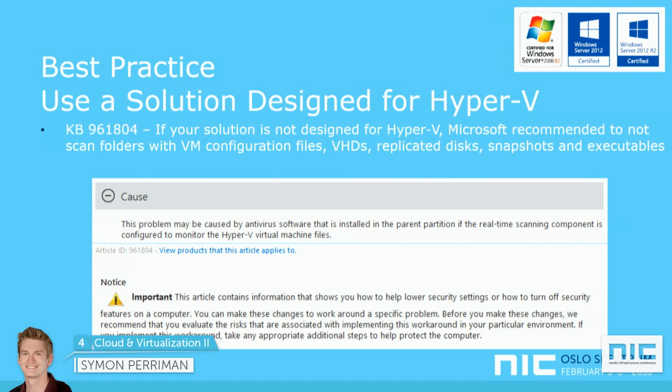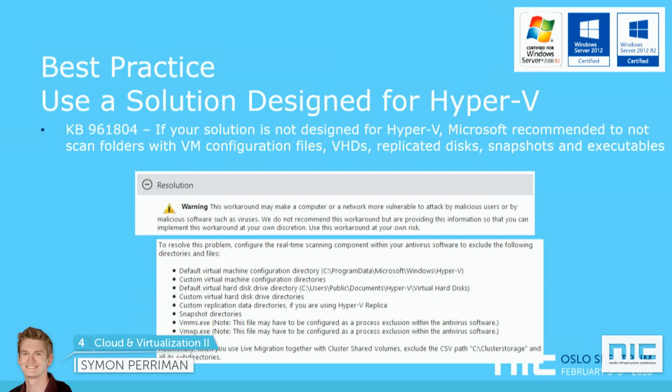Now, first best practice: make sure you use a solution that's actually designed for your virtualized infrastructure. This was very surprising, but a while ago Microsoft released a patch, and anybody who ran an antivirus scan on their Hyper-V virtual machines would cause the VM to be corrupted. It would actually kill these virtual machines. So what was Microsoft's best practice here? Their recommendation said: don't scan your disks, don't scan your virtual machines, leave your environment unprotected.